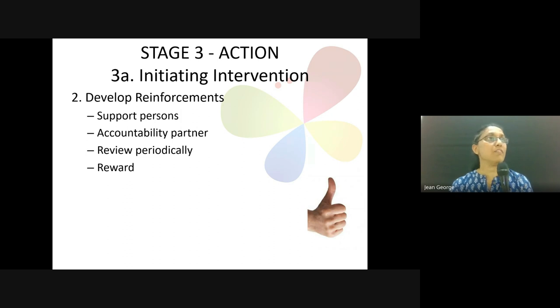Or it may be in finding an accountability partner who he can go alongside with, who will help him ensure that he's going for that rehabilitation program or going to the doctor or going for those group meetings, right? And a way that you can also, as a counselor, review what his progress is, and maybe some kind of reward. Now, reward doesn't mean you give him a chocolate or a thing. It can just be acknowledging that he's making that progress, that he has not drunk for 2 weeks or 3 weeks when he comes to meet you. It's just acknowledging. So you have to develop reinforcement so that they are motivated to continue to stick to it.